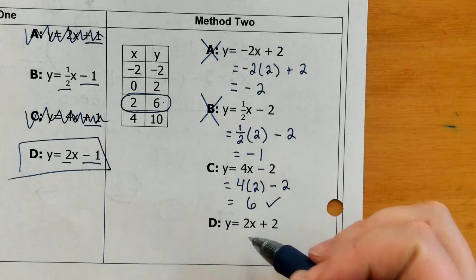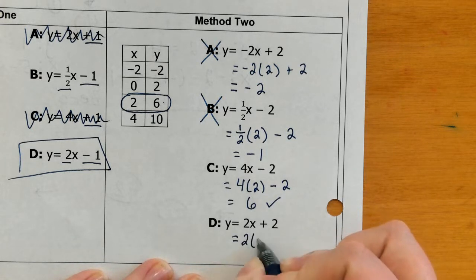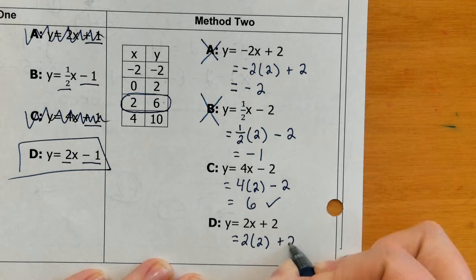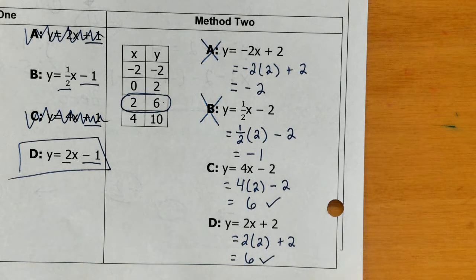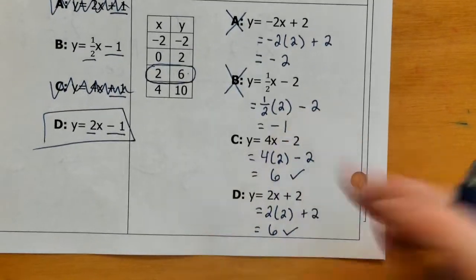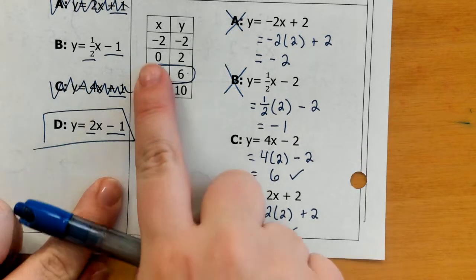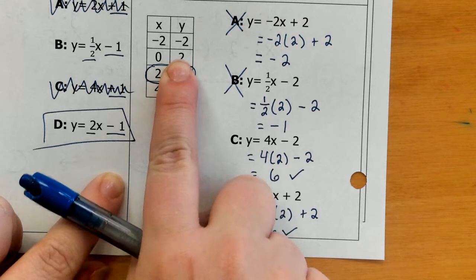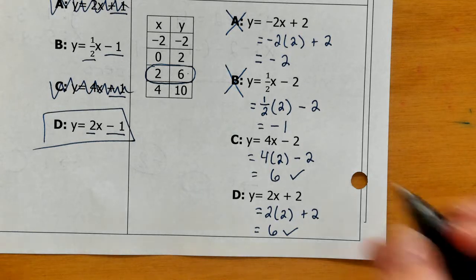So let's try out option D and see what happens. 2 times 2 plus 2. 2 times 2 is 4. 4 plus 2 is 6. Oh look, that one worked again too. So here we have a situation where we have 2 of them that worked. But there can only be one right answer. So maybe at this point you used your y-intercept skills to figure out that the y-intercept was going to be plus 2. Or you could pick another point.